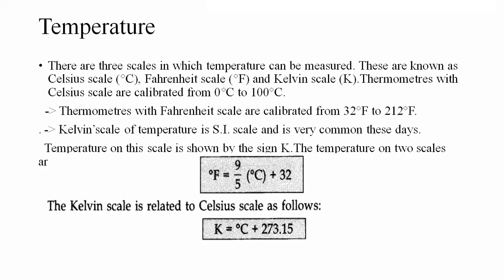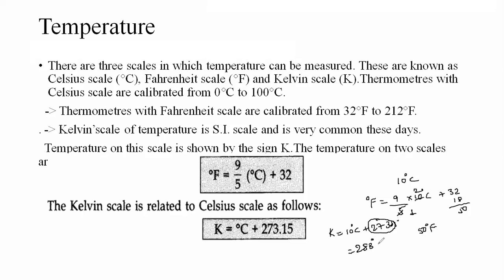For example, let me say I have 10 degrees Celsius and I want to convert it to Fahrenheit. Degree Fahrenheit is equal to 9 by 5 into 10 degrees Celsius plus 32. So 9 twos are 18, and 18 plus 32 is 50. So it is 50 degrees Fahrenheit. Even degrees Celsius can be converted to Kelvin. For the same temperature in Kelvin, 10 degrees Celsius plus 273.15, sometimes rounded off to 273 only. So 273 plus 10 is 283 Kelvin.